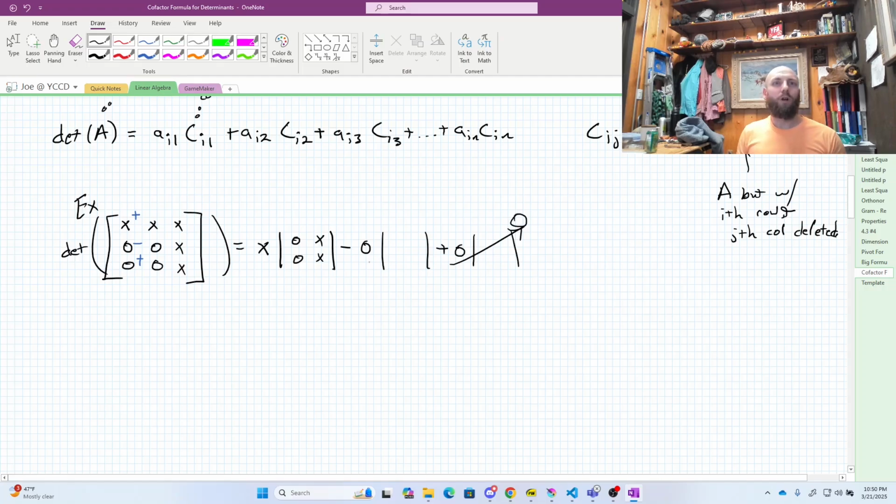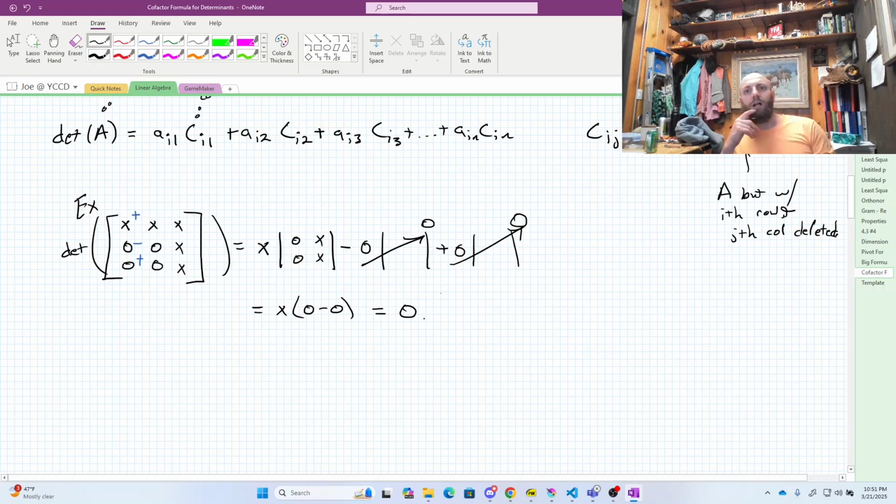This is why you pick rows and columns with zeros, because you don't have to figure out what these submatrices are even. Right? It doesn't even matter what it is. It's got a determinant. When I multiply it by 0, I get 0 regardless. And then this guy, I end up with x times 0 minus 0. That's 0, so I end up with a total 0 out of this. Hope that makes sense. Keep in mind, you really want to aim for that column or row of zeros. Makes your life way easier.